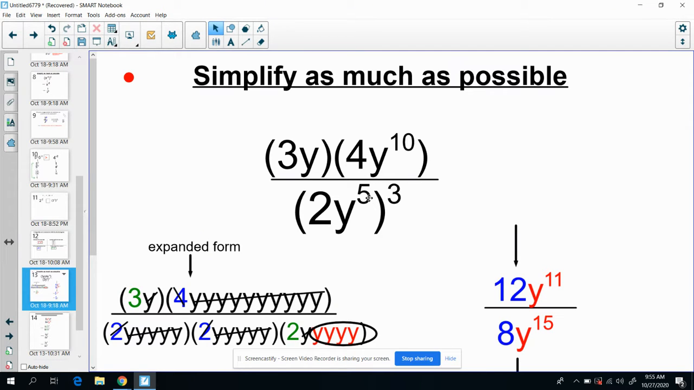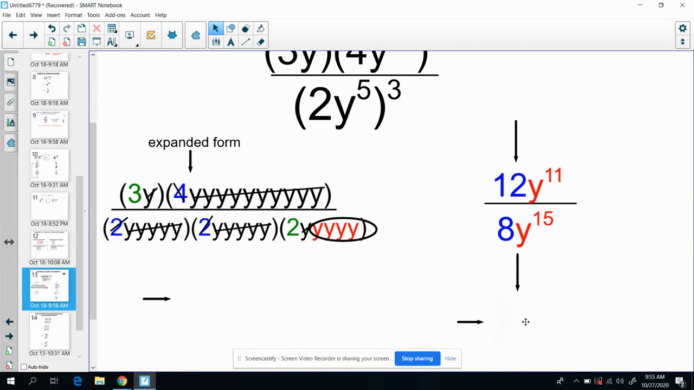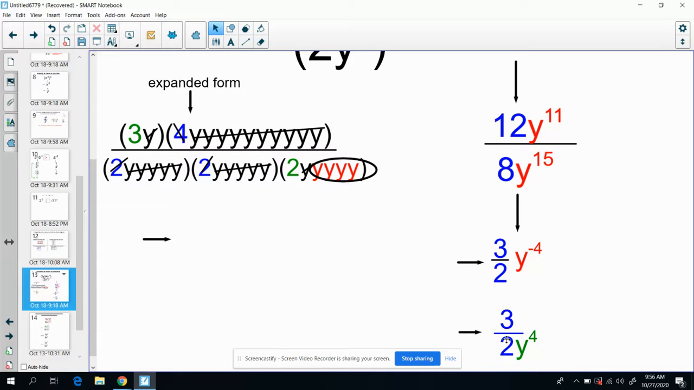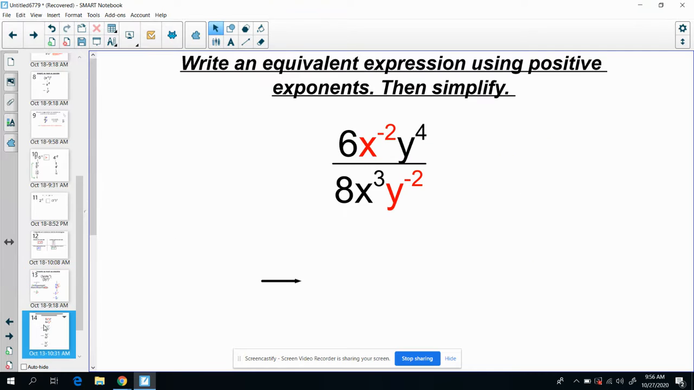And here on the bottom, we would be multiplying exponents. So 5 times 3 is 15, right? Now, coefficients treat like regular numbers. I'm going to reduce 12 over 8, so I get 3/2. With the exponents of 11 and 15, we're going to subtract. We get a negative exponent, which means I should express this as 3 over 2 times y to the 4th, right? All right, last one here.